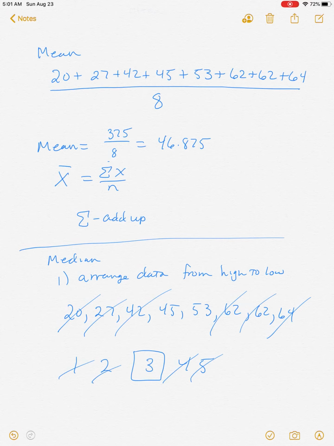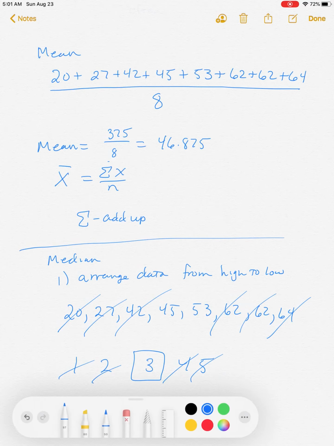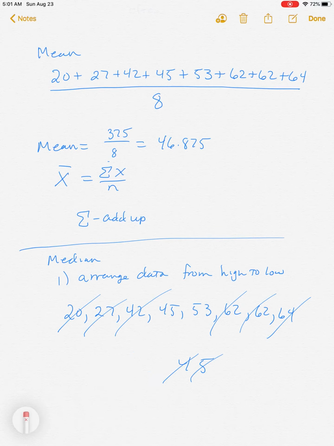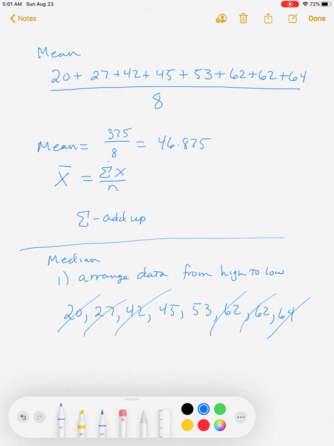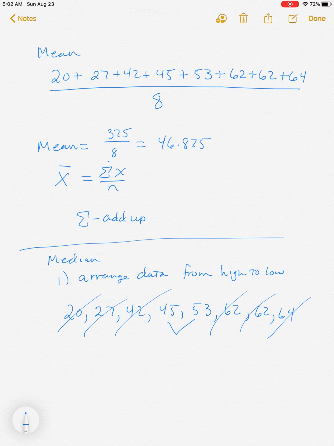However, I chose this one specifically because it has an even amount of data. Whenever it has an even amount of data, we got a little bit of extra work. We got to go right in the middle of those two. That way I have a balance. So how do I go right in the middle? I average them. I take the 45 and the 53, add them up and divide by 2. And if I do that, I get the number 49.